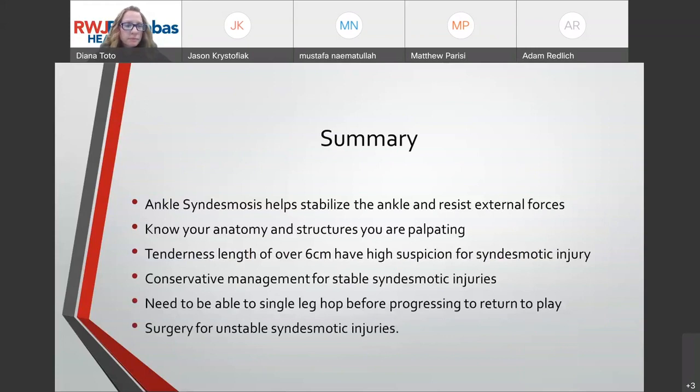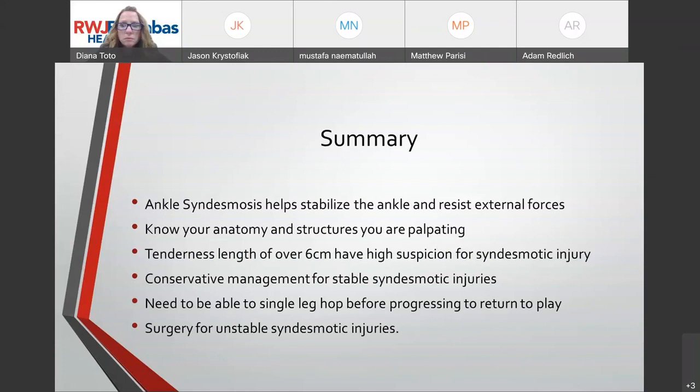So pretty much going over the summary. The ankle syndesmosis helps stabilize the ankle and resist external forces. It's important to know your anatomy and structures while you're palpating. This could give you evidence of what structures are actually injured. Using tenderness length over 6 centimeters, have a high suspicion for a syndesmotic injury. This will also help predict the return to play status.